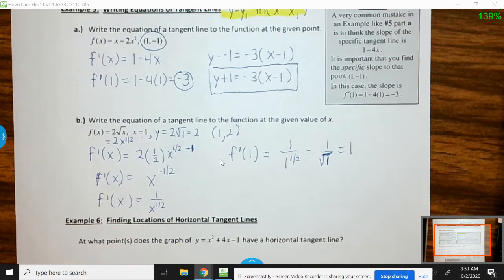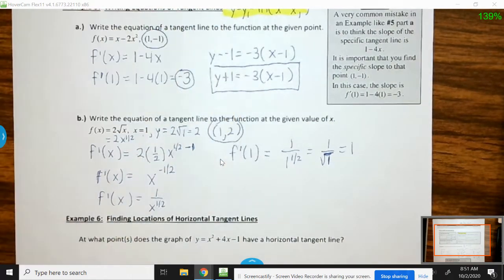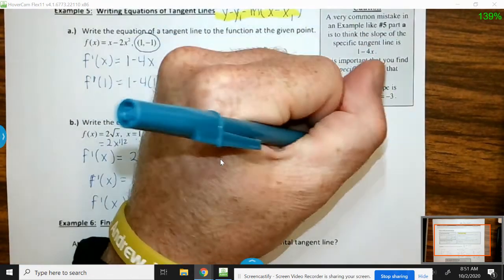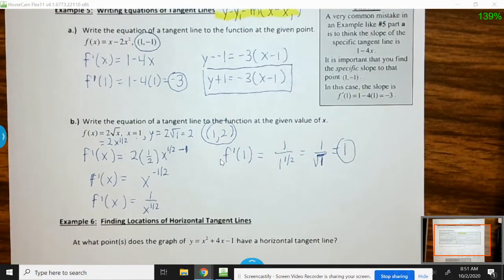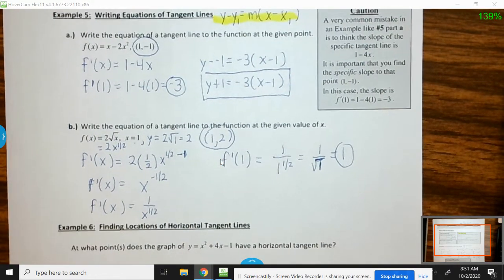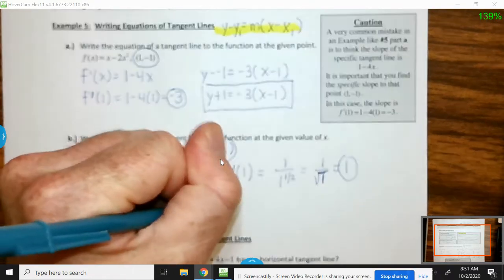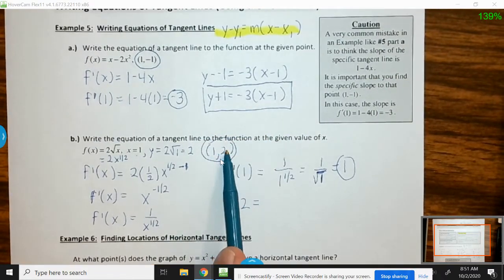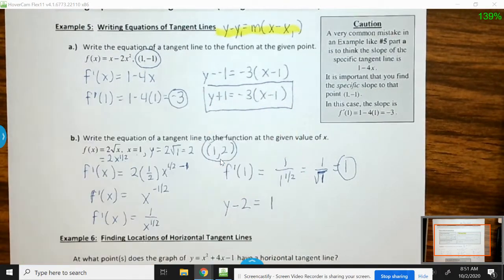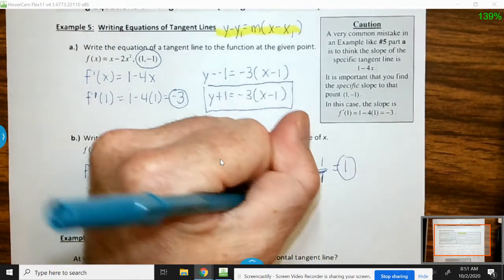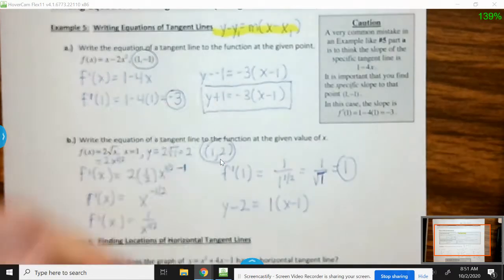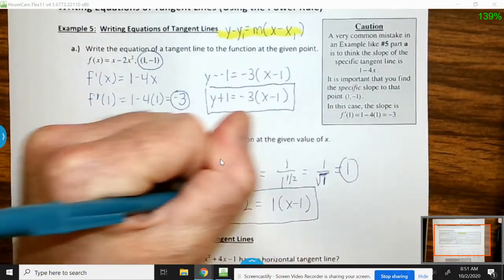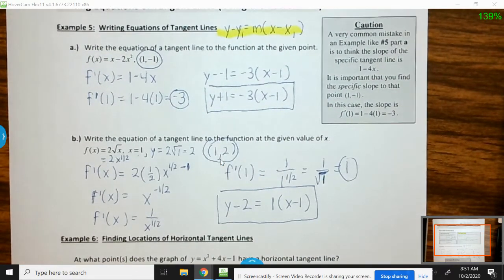Now I know the point is 1, 2. The slope at that point is 1. So I simply go to that point slope, y minus 2, because my y1 value is 2, equals the slope 1 times x minus 1. And that's good. All right, very good.